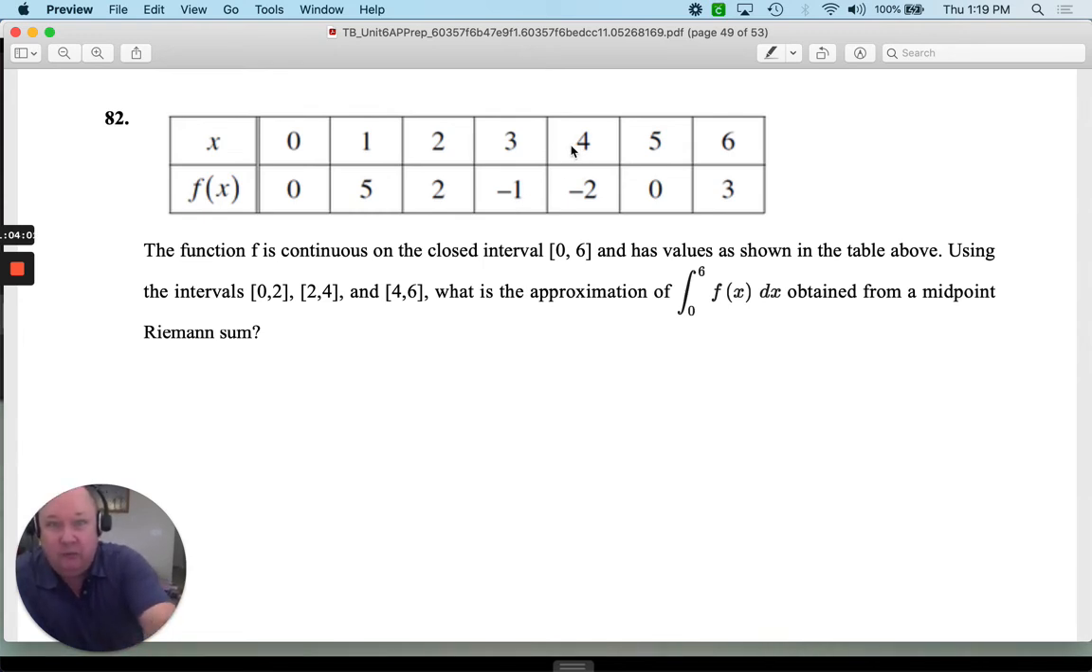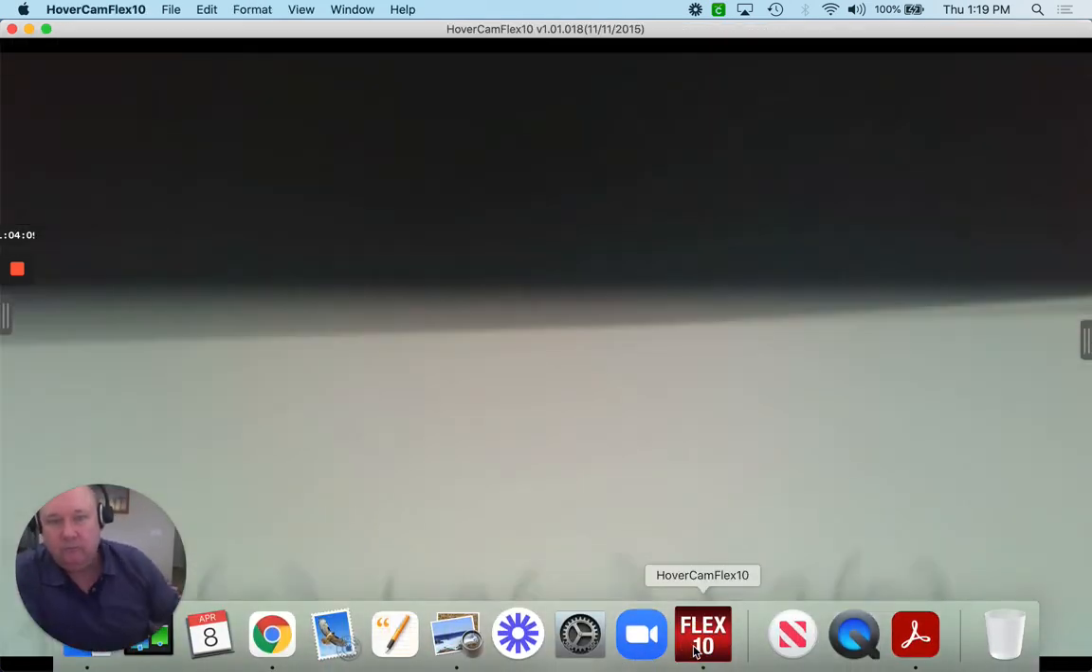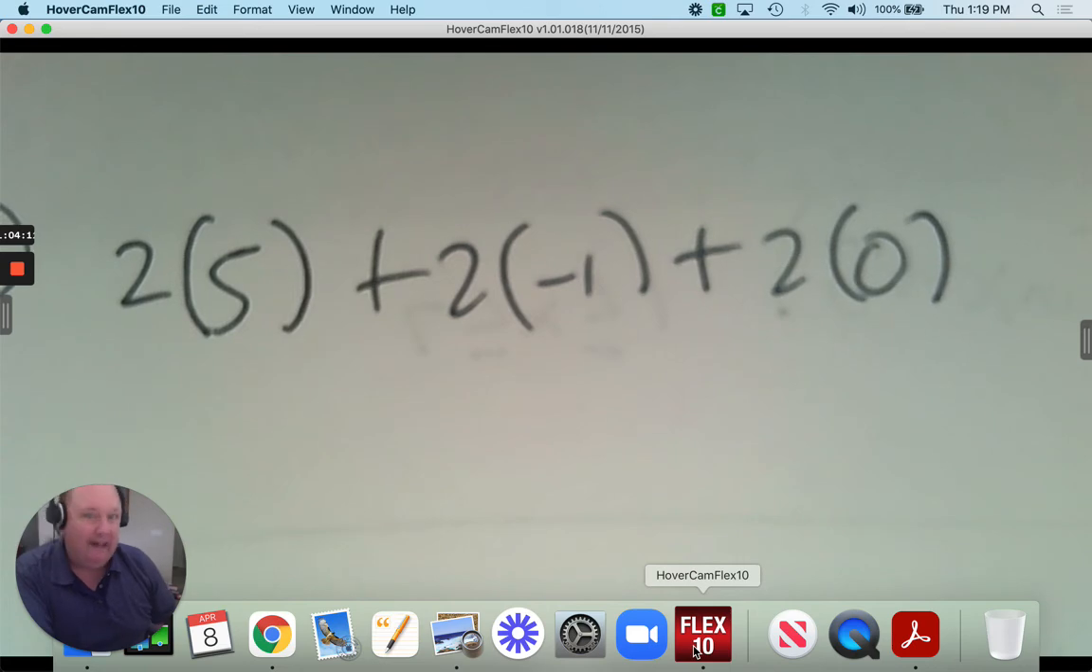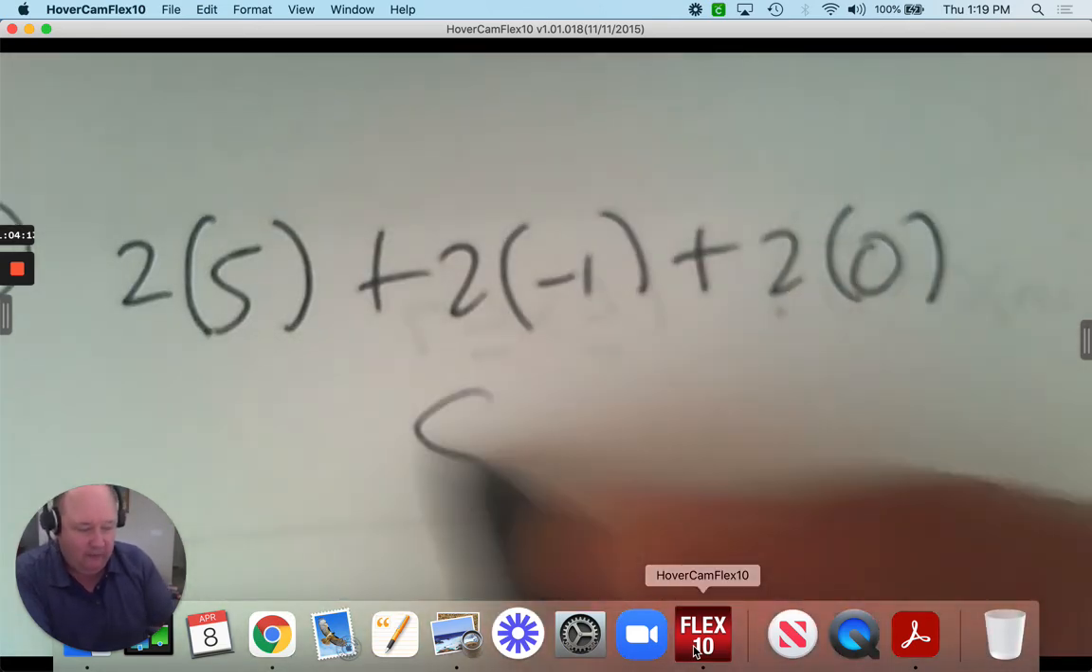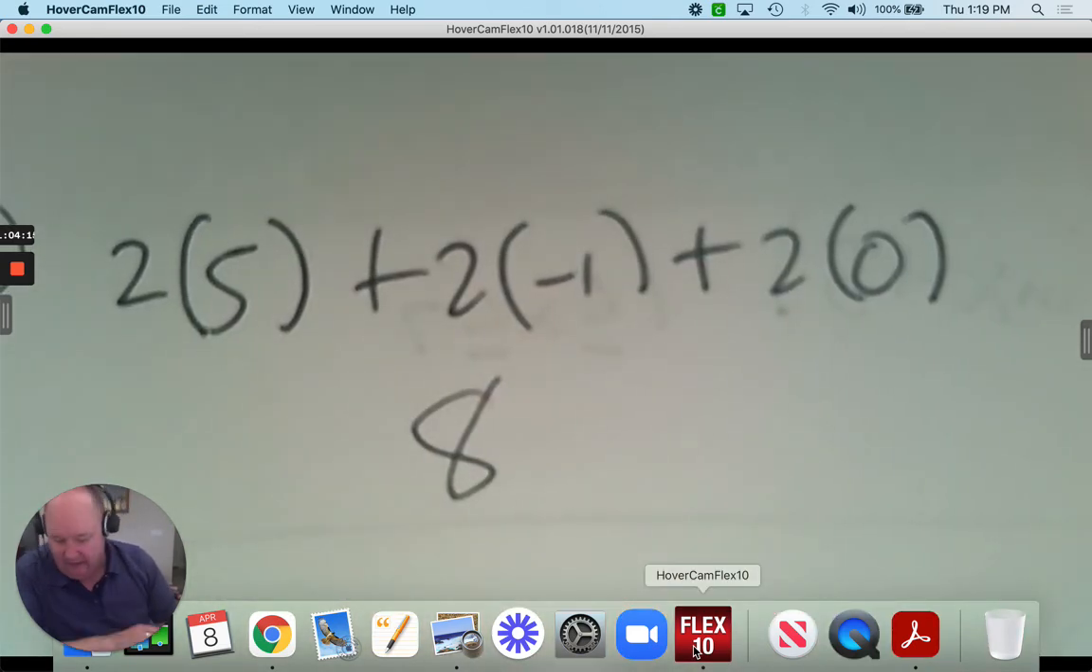And then the last one, 4 to 6. The width is 2. The mid value would be 0. And that's what it would look like. And then calculate it. So it's 10, take away 2. So you get the answer 8. So the answer is E.